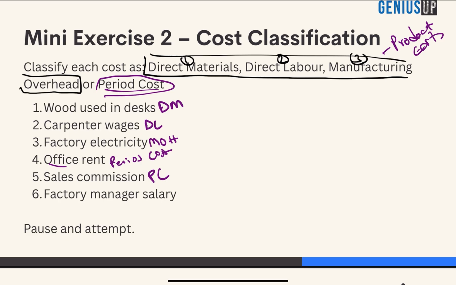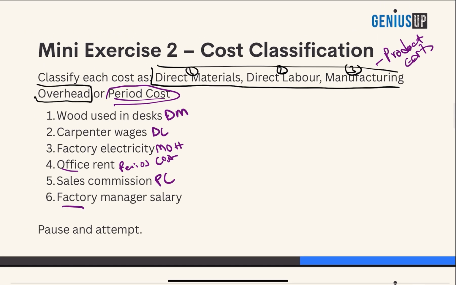And then we have factory manager salary, very key. The factory manager is someone who's involved in the production process because they're employed by the factory, right? However, this is not direct labor because the factory manager doesn't physically produce the tables. He's just managing the factory. Therefore, this will fall under manufacturing overhead. Why? Because it is not direct labor. It is indirect labor, but that's still involved in the production process. Therefore, it's indirect labor that's still a factory cost, so it's manufacturing overhead. I hope you got that right.